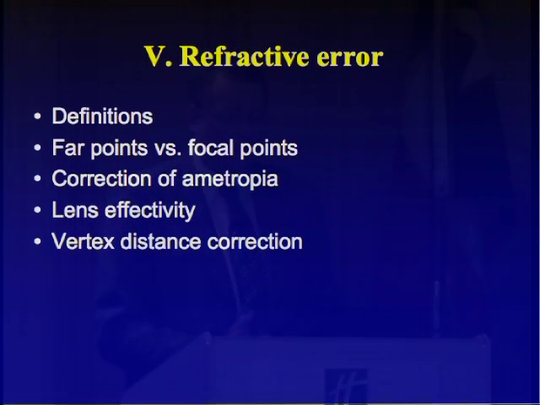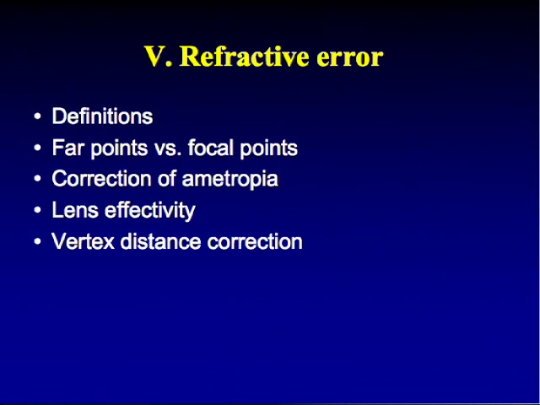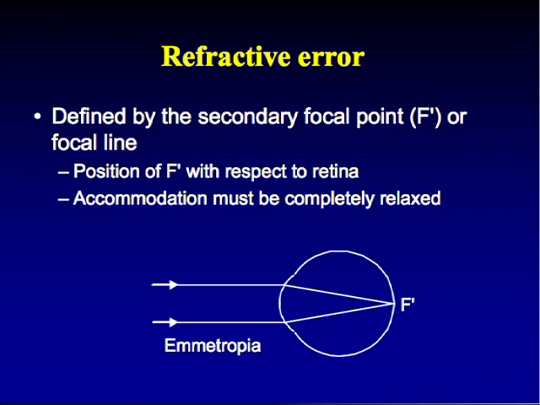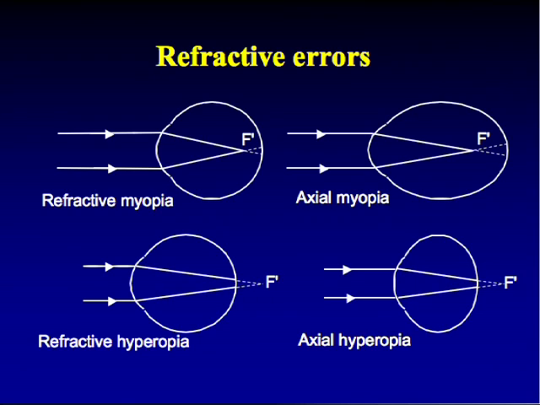So next I want to talk about refractive error, defining it, talk about far points and focal points, how we correct refractive error, and the role of lens effectivity, that is the position of the lens in front of the eye. So refractive error, if we go back to the model eye that we talked about earlier this morning, remember how the secondary focal point was on the retina of the model eye? So if the secondary focal point is on the retina, then the patient is emmetropic. They have no refractive error if that occurs with accommodation relaxed. On the other hand, if the focal point doesn't fall on the retina, it might fall in front, in which case you have myopia, or behind, in which case you have hyperopia.